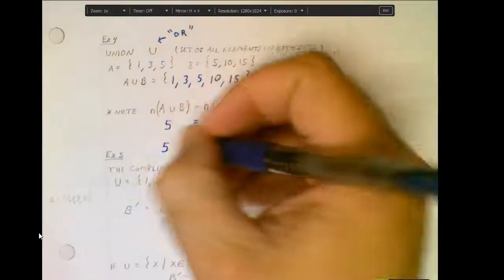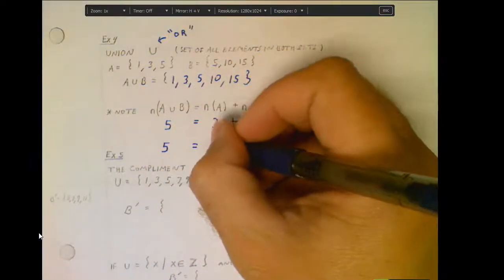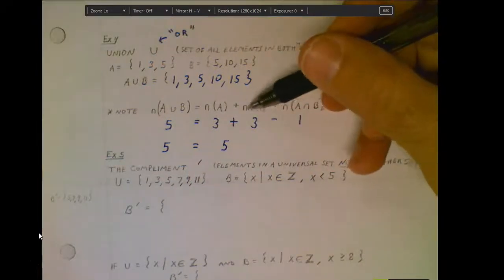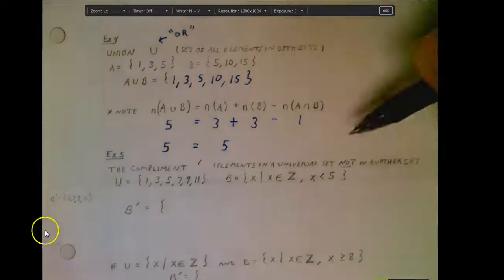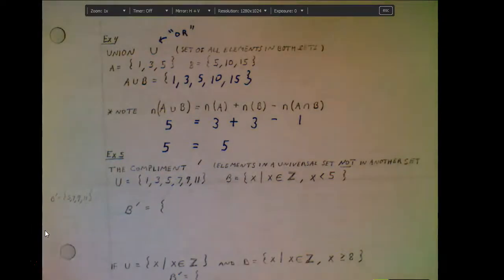So the number of elements that are in A or B is equal to the number of elements for A plus B minus whatever they have in common. And that would always give you a true equation right there.